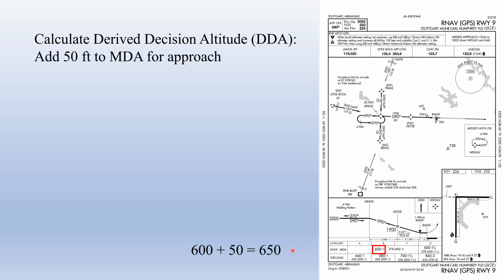And again, this just gives us a little bit of buffer to take that time to decide if we need to go missed approach or not, to take a look and see if we see the runway without going below our MDA.